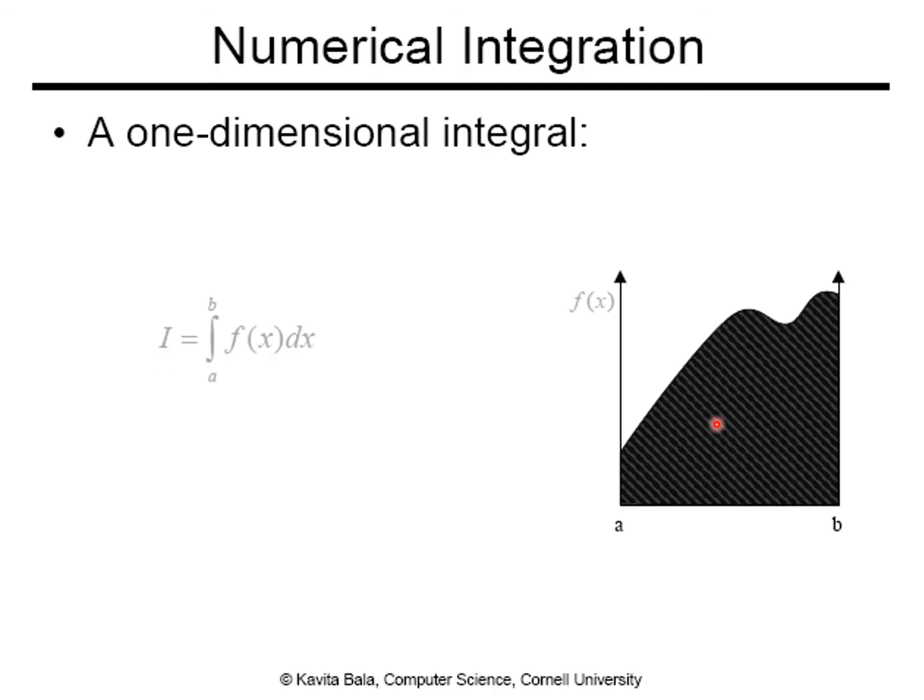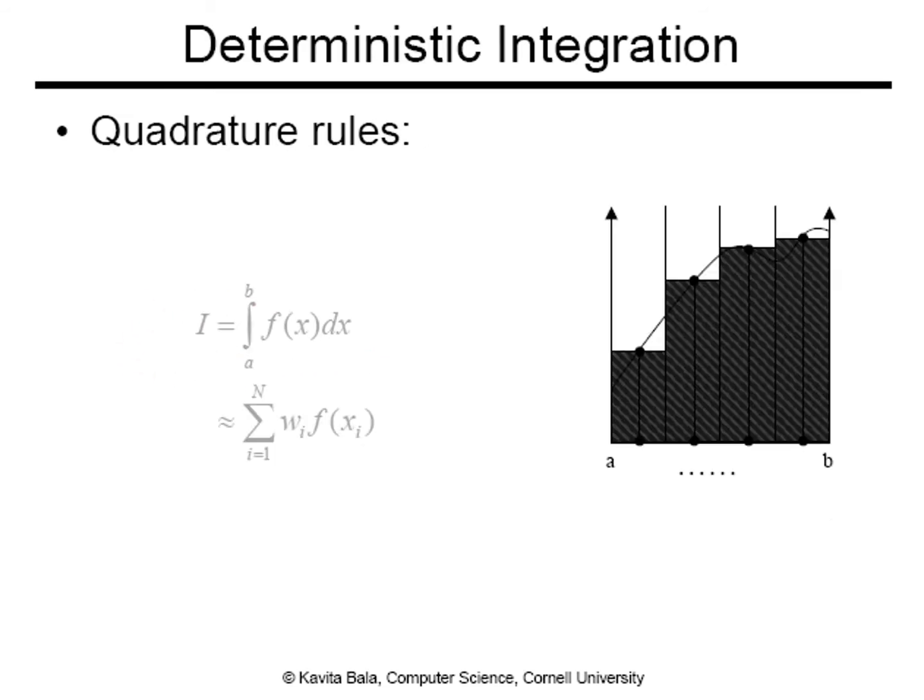Here is one example. Suppose that we need to evaluate a simple one-dimensional integral. This is the function f of x defined in the domain from a to b, and it has this kind of shape. We want to evaluate this integral and compute this I value.